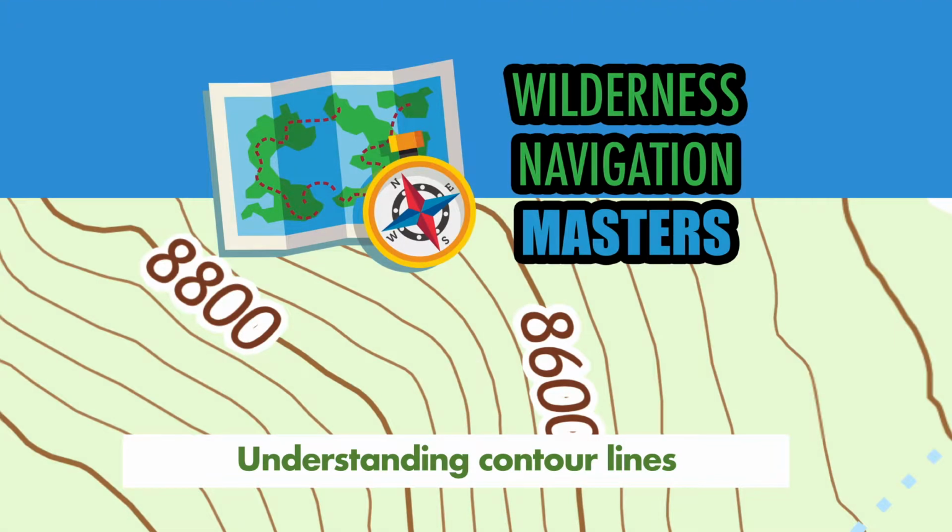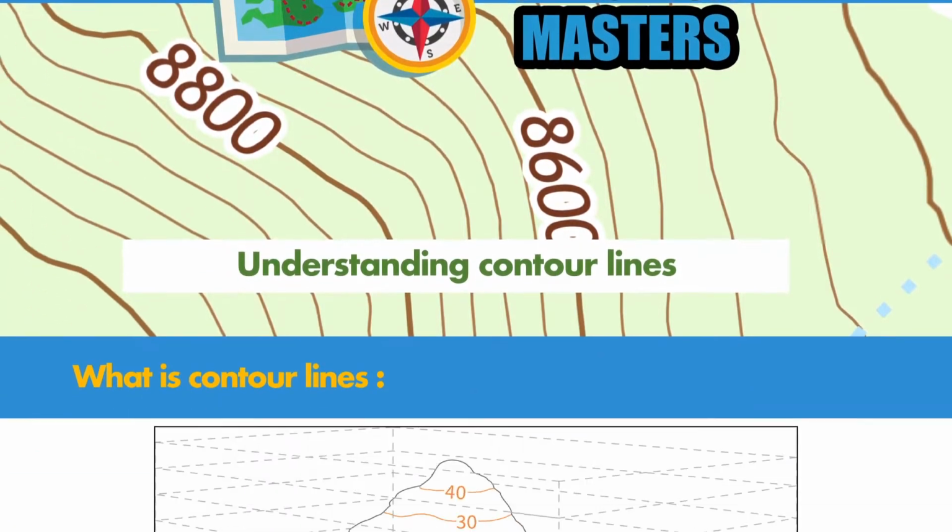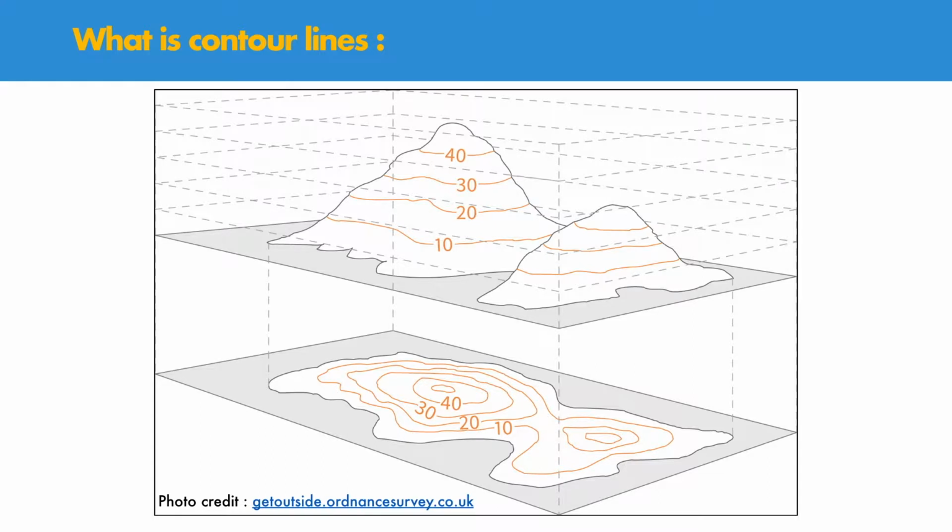Hello and welcome to this video of the online video course Wilderness Navigation Masters, where I will talk about what these lines that we find on a topographic map are and how to use them to get an idea of the relief. First thing to know, these lines are named contour lines. Contour lines are the brown lines that you usually see on a topographic map, which allow you to determine the elevation of every part of the map.